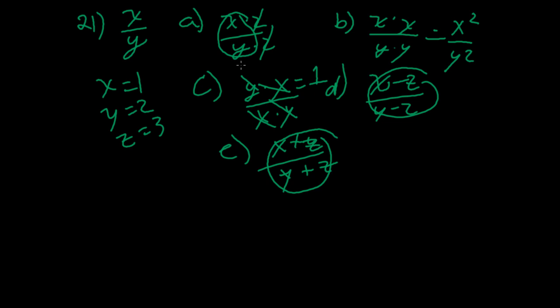So we can see that choice A is the correct answer because the z's would cancel out, leaving us with just x over y. And we'll go on to question number 22.